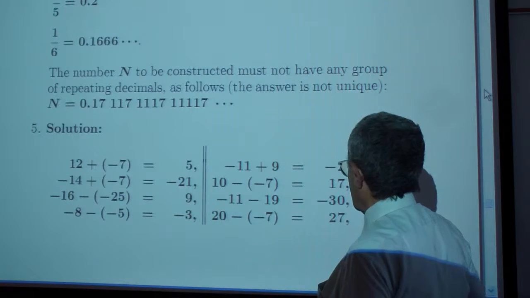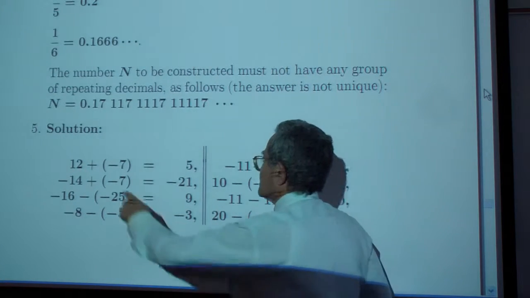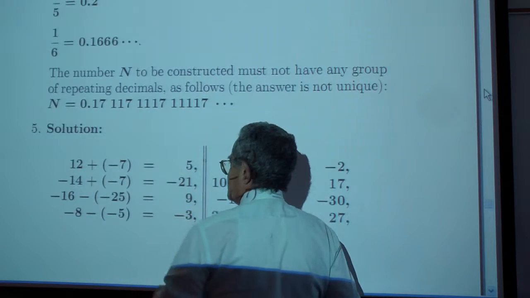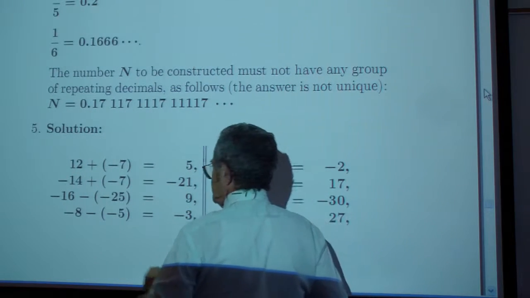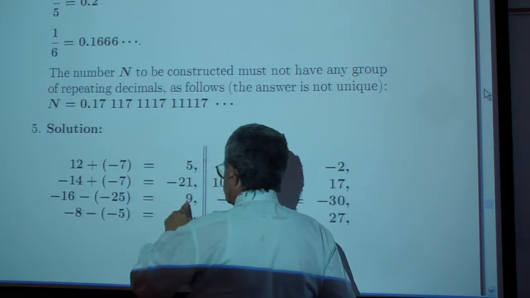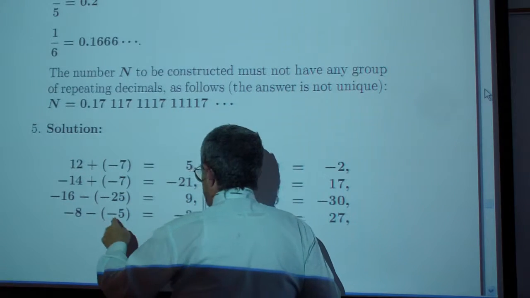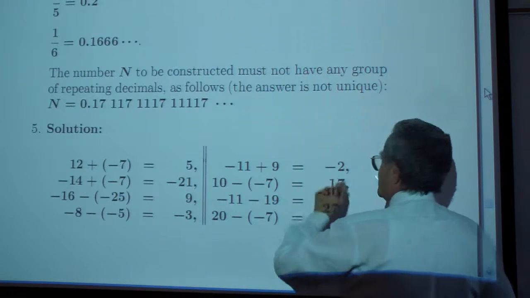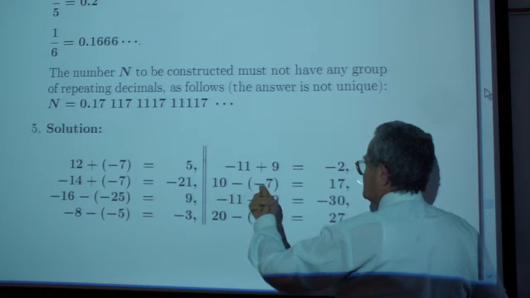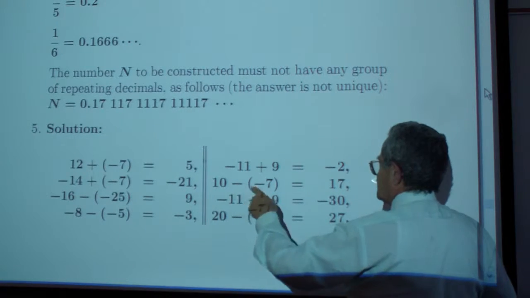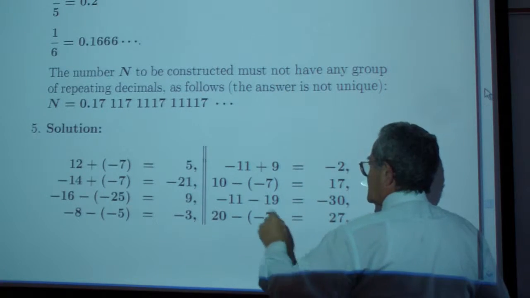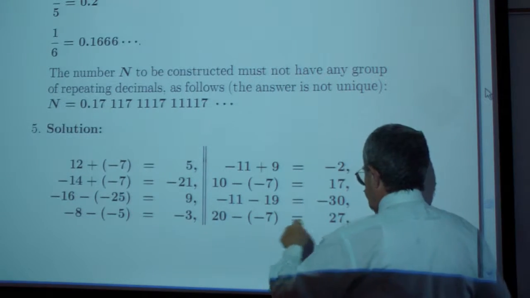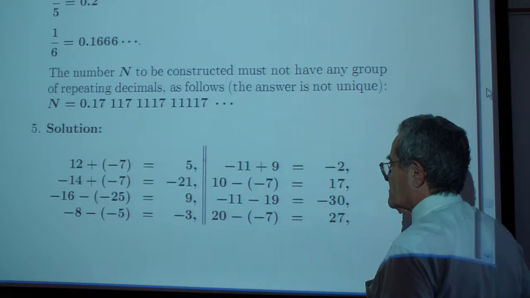Then we have 12 minus 7, which is 5, negative 14 minus 7, negative 21, negative 16 plus 25, 9, negative 8 plus 5, negative 3, negative 11 plus 9, negative 2, 7 plus 10, 10 plus 7, 17, negative 11 minus 19, negative 30, and 20 plus 7, 27.